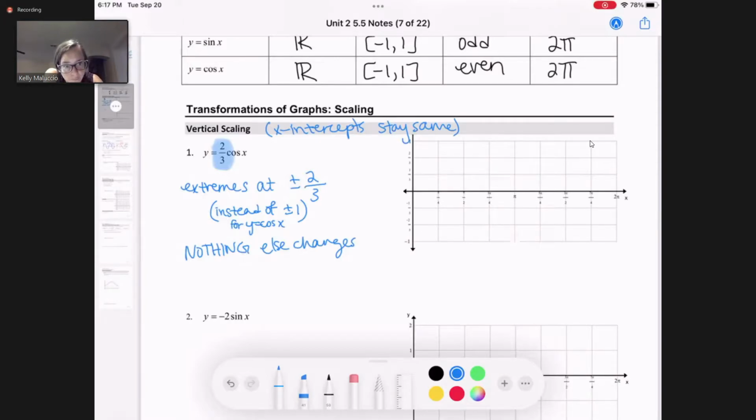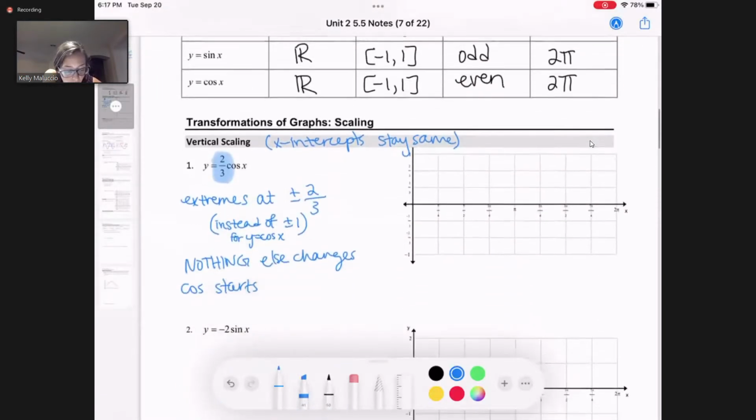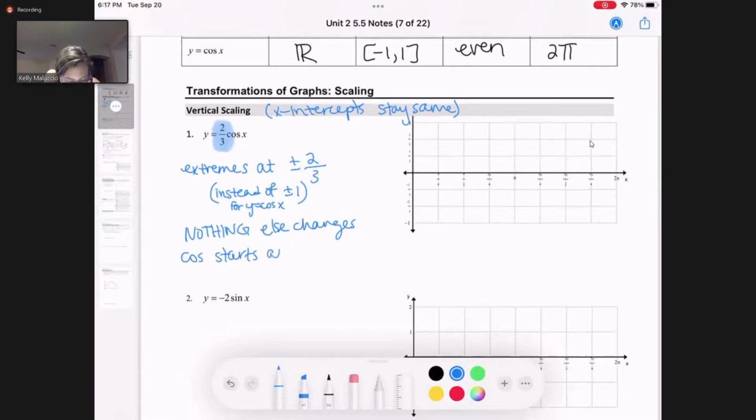So we know that cosine passes through 0, 1. So it starts at that extreme point at 0, 1. So y equals 2/3 cosine x starts at 0, 2/3, right? So if I hit 0, 2/3, there's my extreme. That's going to be the highest it goes. Then I know at pi over 2, it's 0. The zeros stay the same. At 3 pi over 2, it's 0 again.